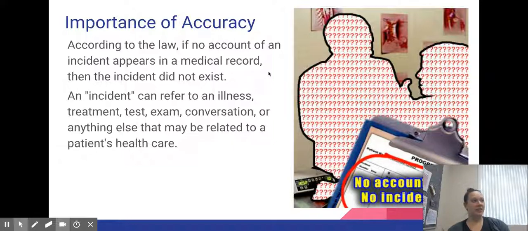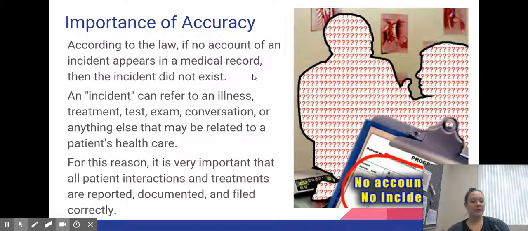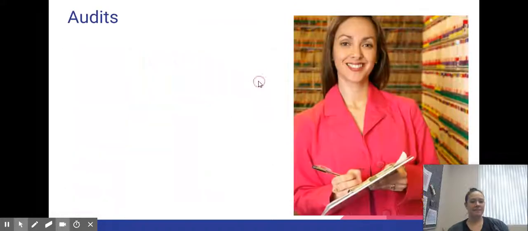Or a patient, if they didn't show up for their appointment, if we don't make note of it in their file, it didn't happen. So it's really important that we're keeping good records and that they're accurate because insurance companies will look at that and they will say, we're not reimbursing you for this, or we're not doing such and such because it wasn't recorded. And it's really important, like I said, that we record all interactions and treatments. They're documented and filed correctly in the right place. So the right section in their file.